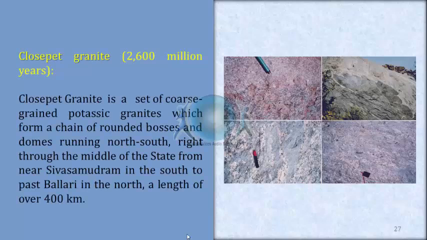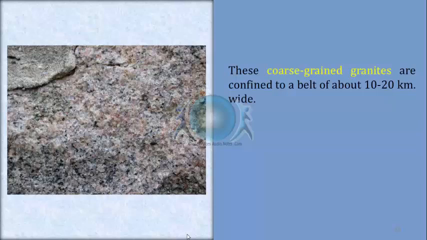Closepet granite, which is around 2600 million years old. Closepet granite is a set of coarse-grained potassic granites which form a chain of rounded bosses and domes running north to south, right through the middle of the state, from near Shivasamudram in the south to Post Bellary in the north, which spans a length of over 400 kilometers. These coarse-grained granites are confined to a belt of about 10 to 20 kilometers wide.